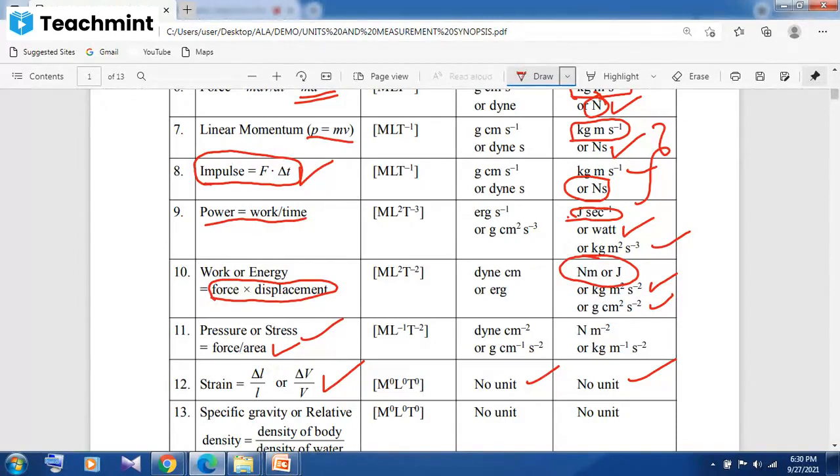Because you can see there, students, it is a ratio of change in length by original length. Numerator is length, and in the denominator also length is there. So meter cancels. Am I right, students? Similarly, change in volume by original volume. Numerator is volume, that is meter cube, and denominator is also meter cube. So meter cube cancels. So strain doesn't have any unit.